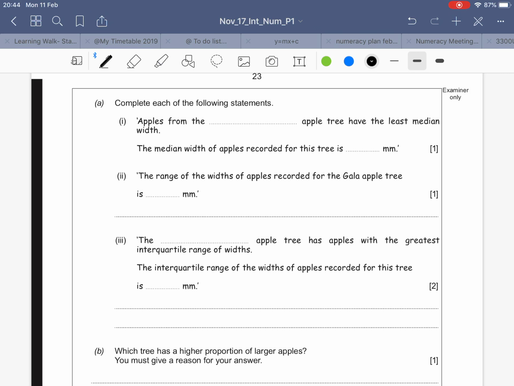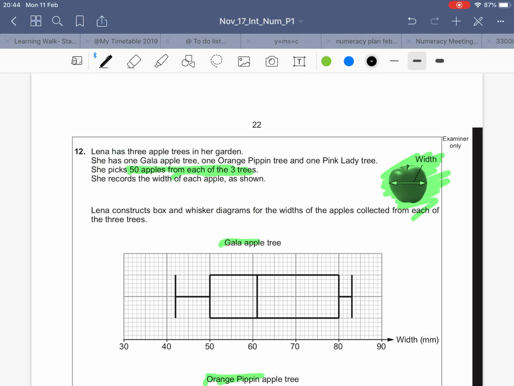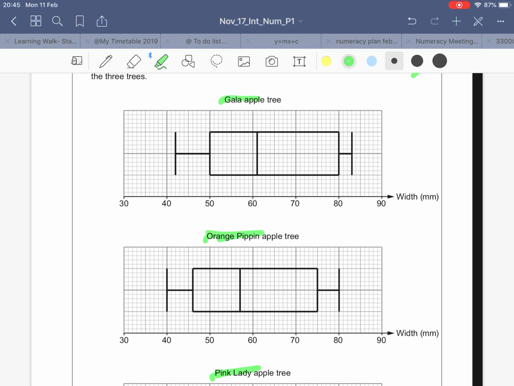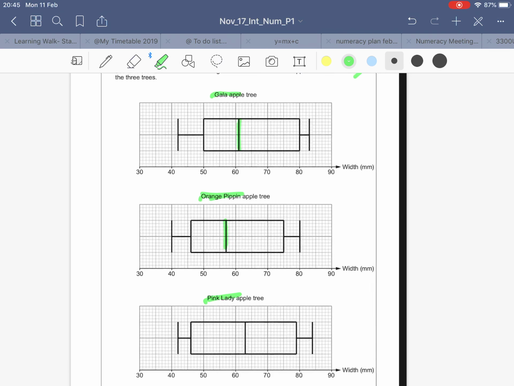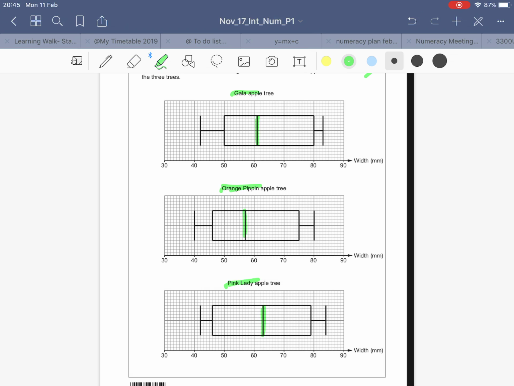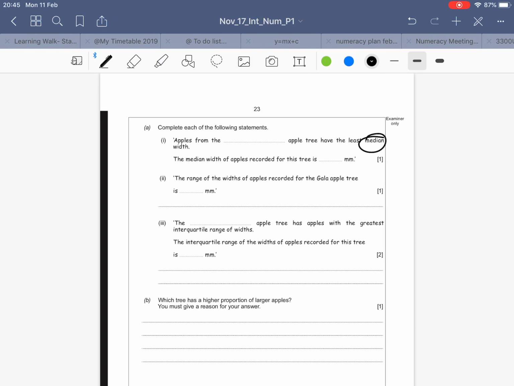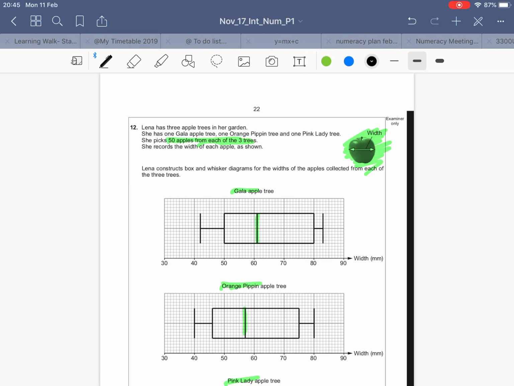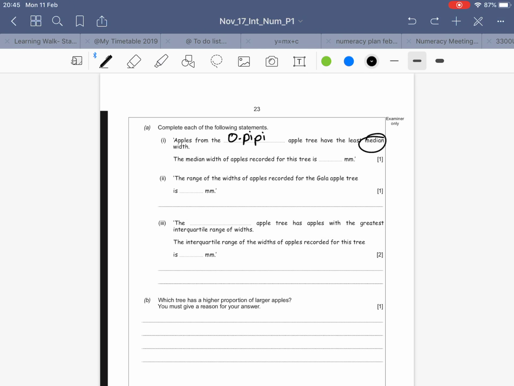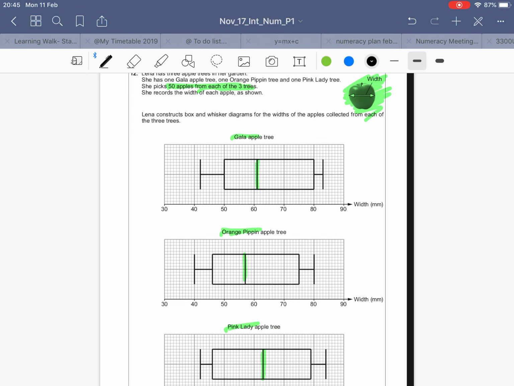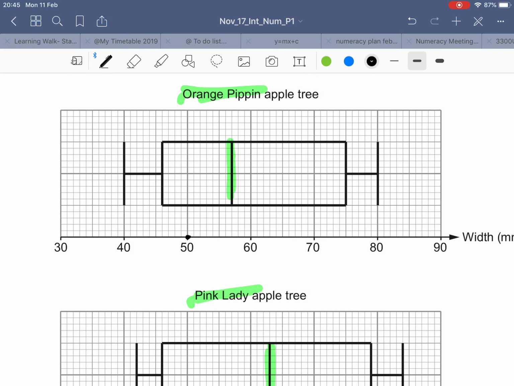Apples from which tree have the least median width? So the least median. The median is going to be the middle of the box. So I'm looking for the least, the smallest, and that's going to be orange pippin. Double P, pardon me. Orange pippin. The median width of apples recorded for this tree is orange pippin here, 50, 55, 56, 57.